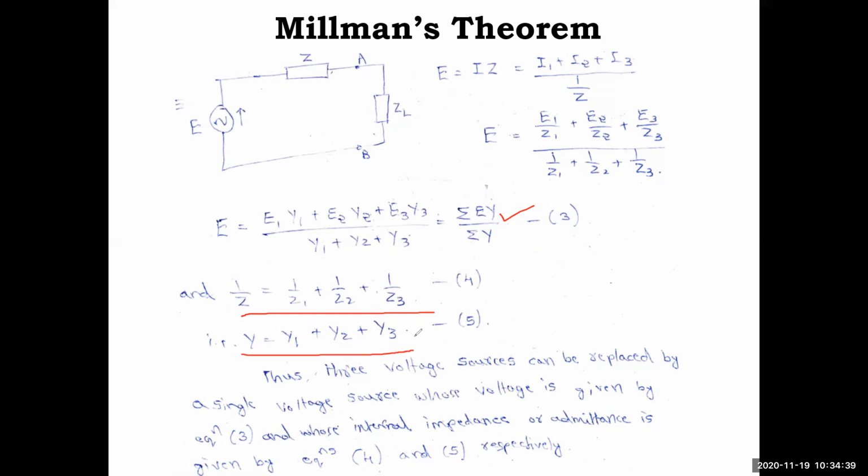So finally the conclusion: the three voltage sources can be replaced by a single voltage source whose voltage is given by equation 3. So this is the formula you can use, straight away, no need to use the circuit. And whose internal impedance or admittance is given by equation 4 or 5. Impedance wise if you want 4, admittance 5. So this is about the statement and proof of Millman's theorem.